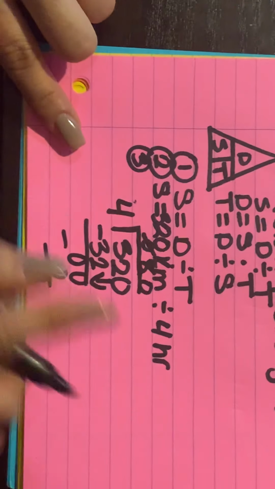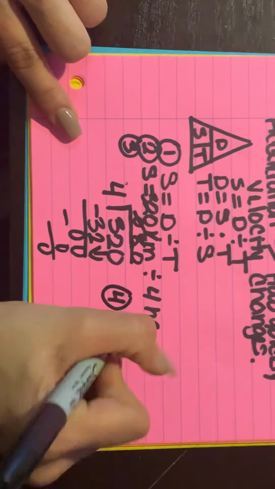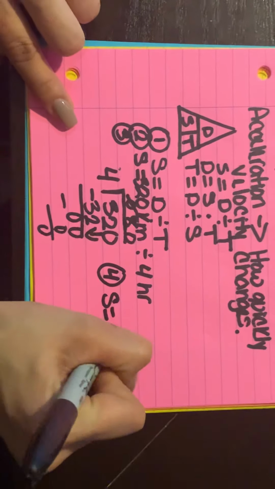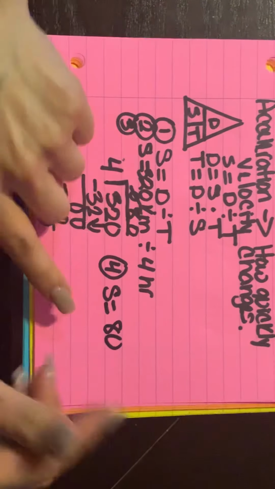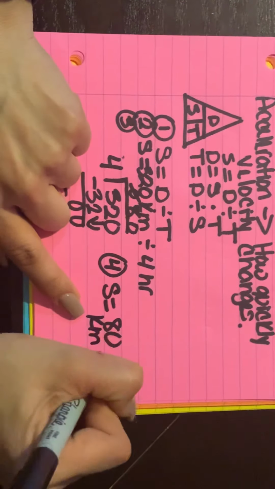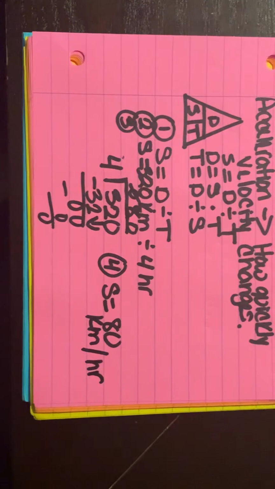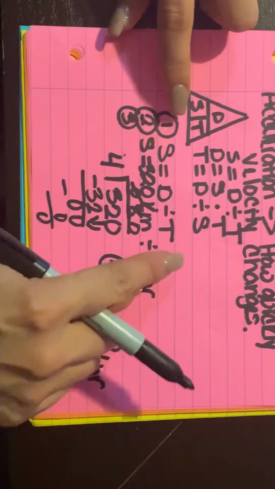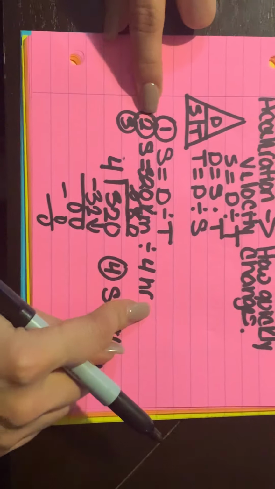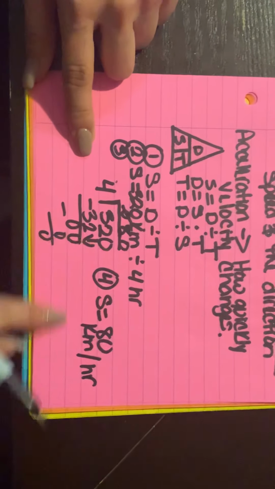But how do I show my answer? Well, my last step is speed equals 80. Make sure that you have your units, kilometers per hour, okay? So make sure that you're always showing your formula. You plug in your numbers, you show your work, and you give me your answer.